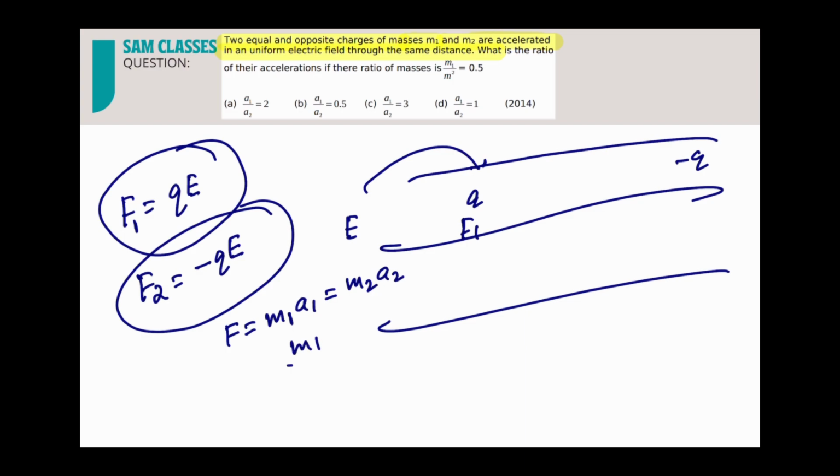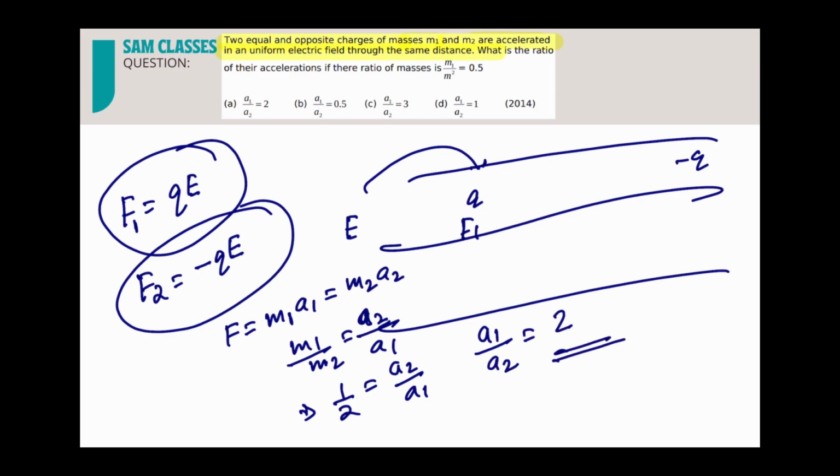So m1 by m2 is equal to a2 by a1, correct. Now what they have asked is what is a1 by a2. So m1 by m2 we already know is half, and that is equal to a2 by a1. So what is a1 by a2? Just reciprocate it. So it is 2. So a1 by a2 answer will be 2, student. So the value a1 by a2 already given in the first option is 2. So very simple question.